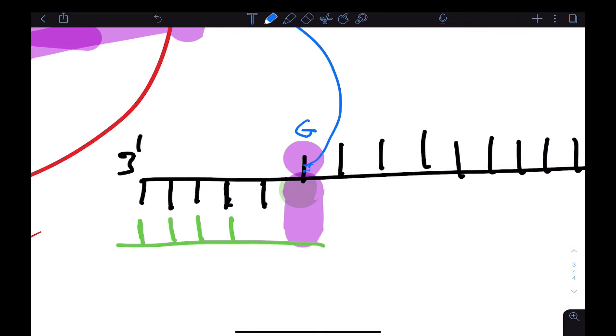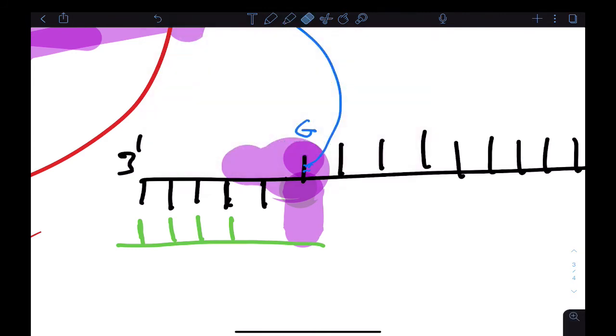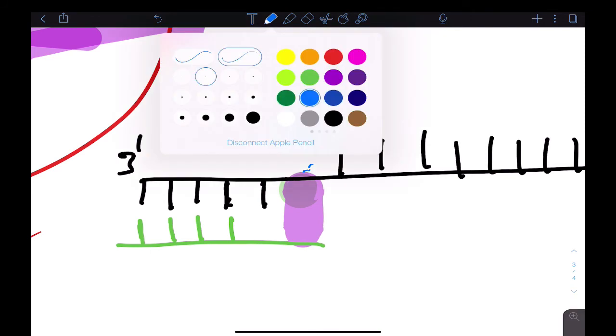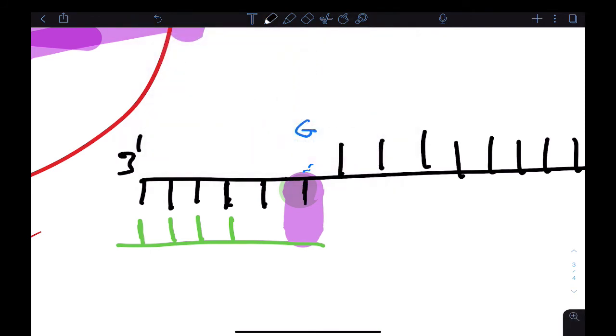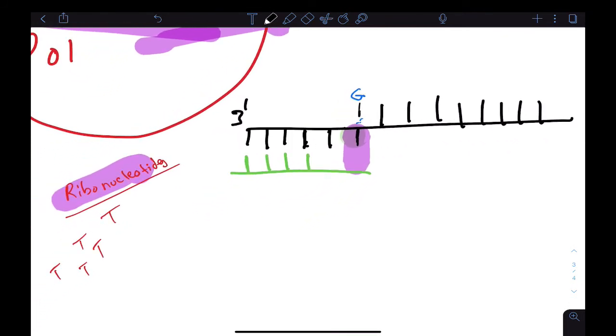So as the polymerase is sliding through, it comes over to this guy, and then this protein bridge takes this and flips it down. Now it can read it. Oh, this is a G. What complements with the G? A C. So the ribonucleotide, the C nucleotide, will then get added over here.